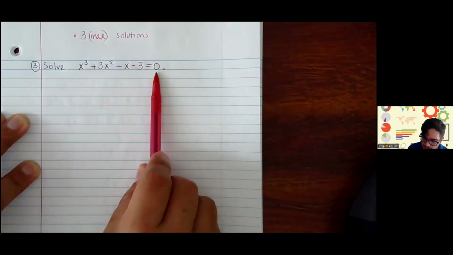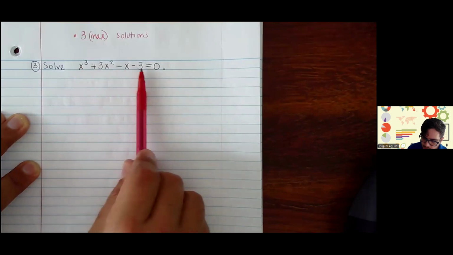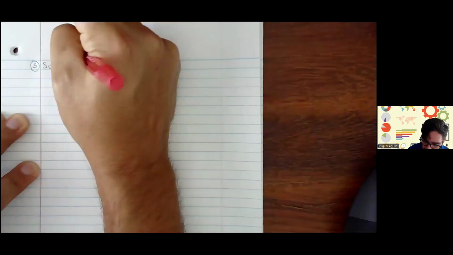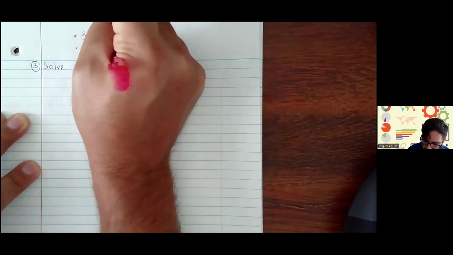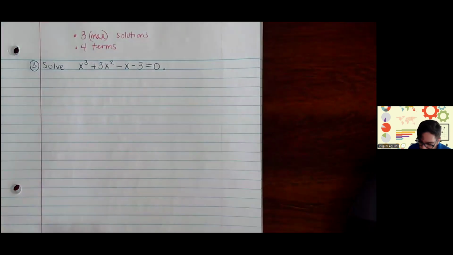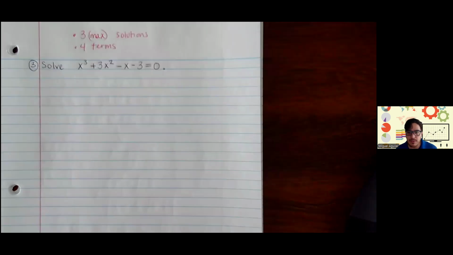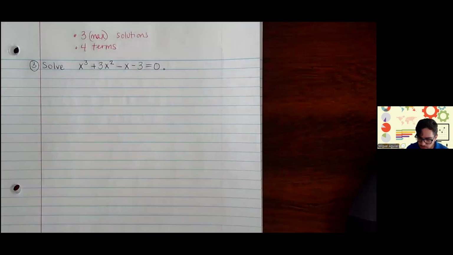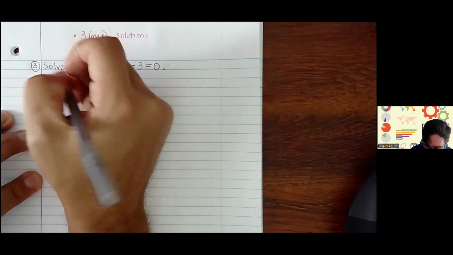So it's already set equal to 0. We have 1, 2, 3, 4 terms. So we have 4 terms. So we want to kind of keep track of those two details, because they are going to be important for us checking ourselves and doing just a little bit of reflection to make sure that we are on the right track.